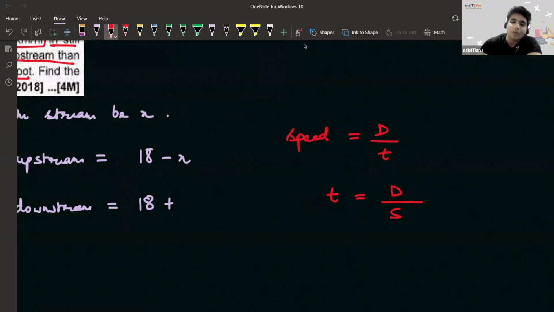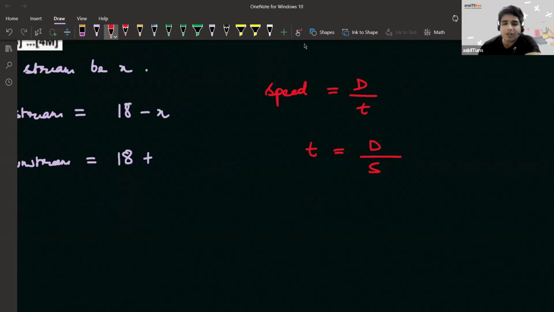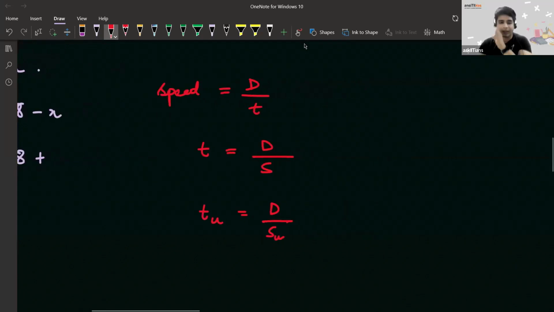So now, everyone, time upstream is going to be what? Time upstream, that is tu, is going to be distance. Now distance is the same, everyone. Tell me, isn't distance the same? Distance is the same, right? Yes. Okay. And the speed upstream, right, everyone? That is what is given to us.